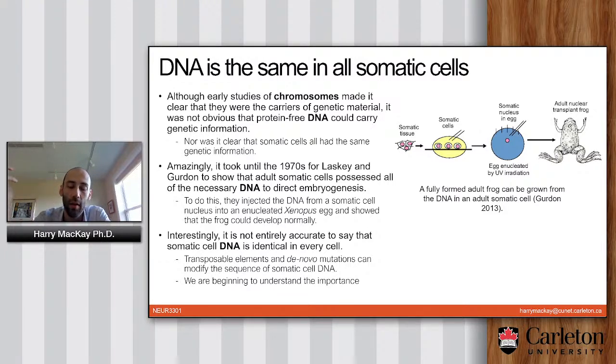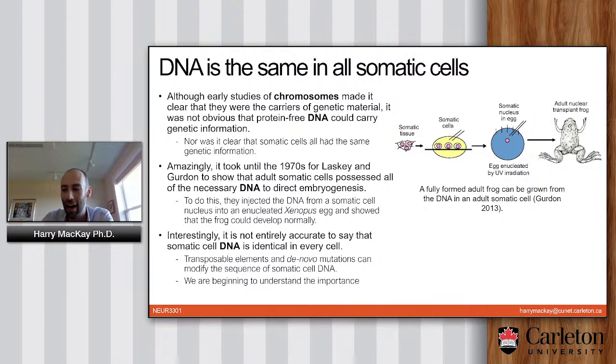And lo and behold, if you inject the nucleus from a somatic cell into an enucleated Xenopus egg, you would end up being able to grow a fully functioning adult frog. And it would follow from this that adult somatic cells do in fact contain all of the DNA that you'd ever need. It's not getting deleted or changed as the organism matures.